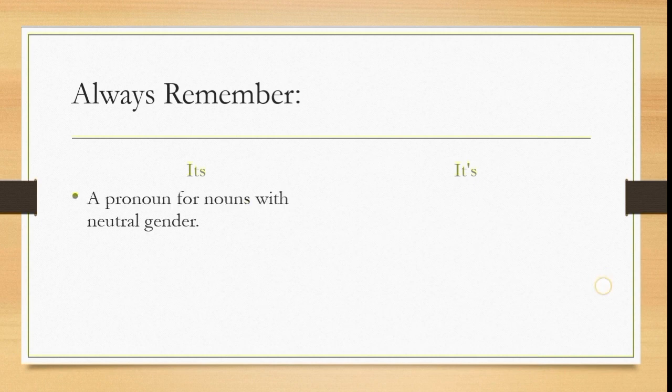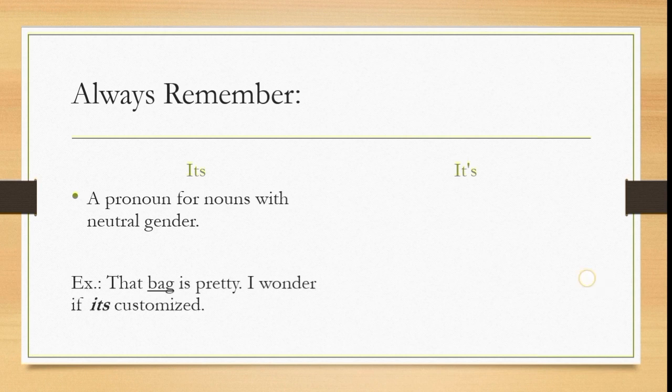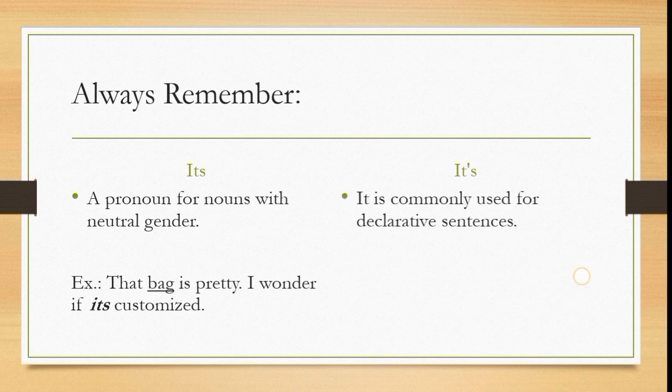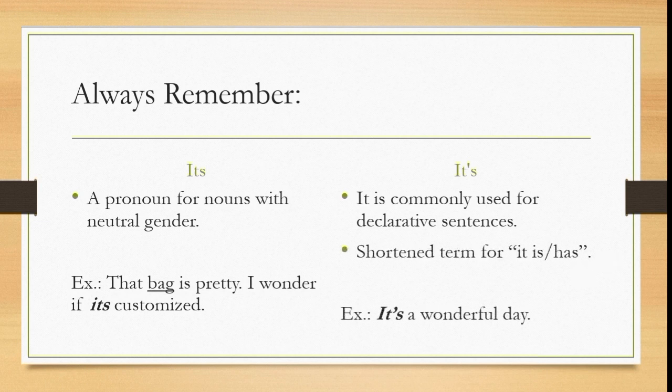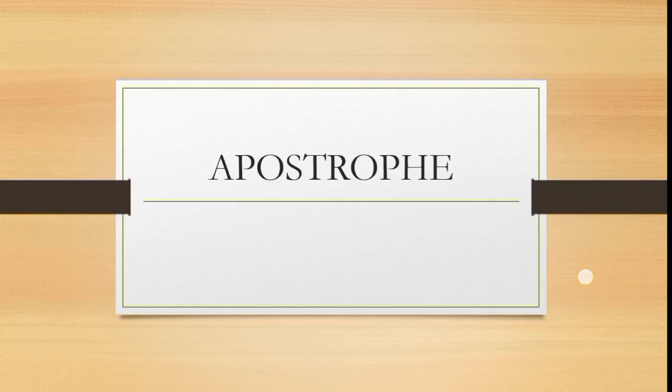Always remember, "it" is a pronoun for nouns with neutral gender. Like, that bag is pretty. I wonder if it's customized. "It" is a substitute for the word bag, which has a neutral gender. It is commonly used for declarative statements. Example, it's a wonderful day.